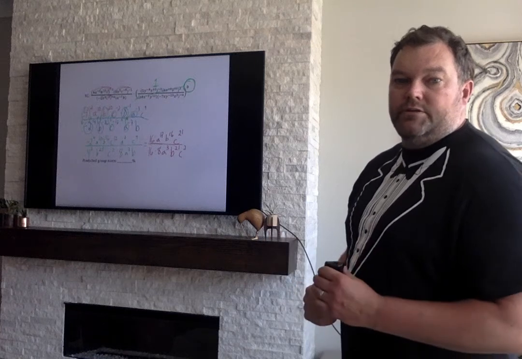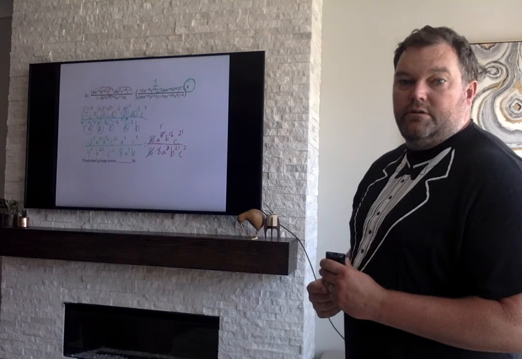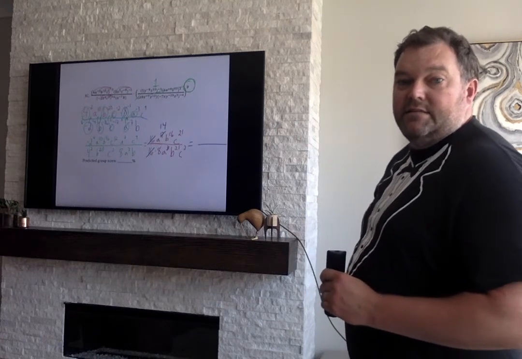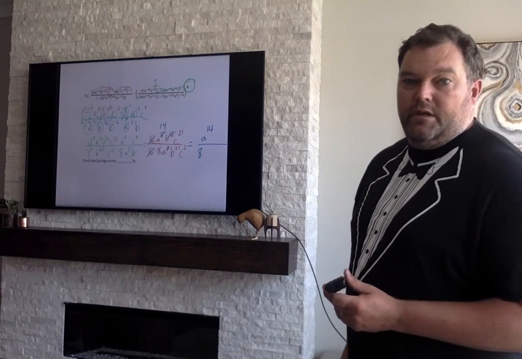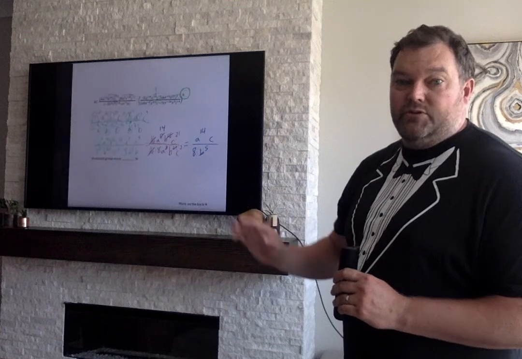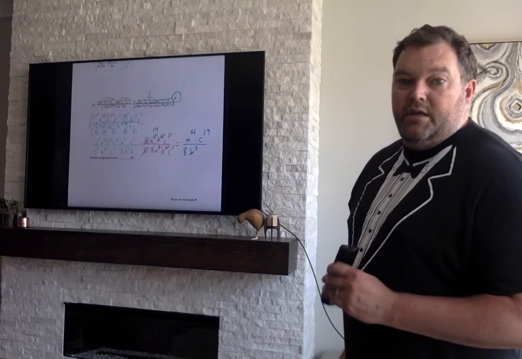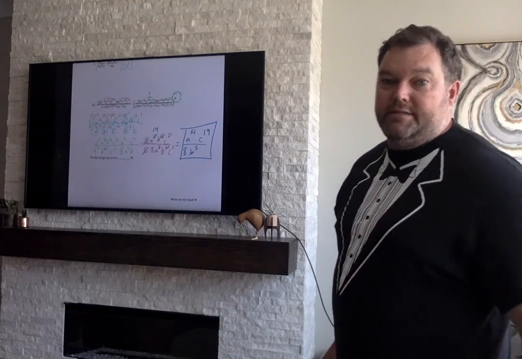And now we can start doing some canceling. 16s cancel. Cancel out some A's. The 8 is the only thing left over on the bottom. Cancel out the B's. Where do the B's end up? There's actually more on the bottom, so the B's end up on the bottom. And then the C's end up on top because there's more on top. And that's it. So that is our homework for today.